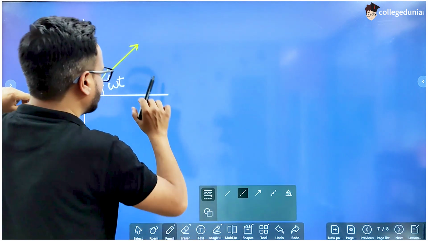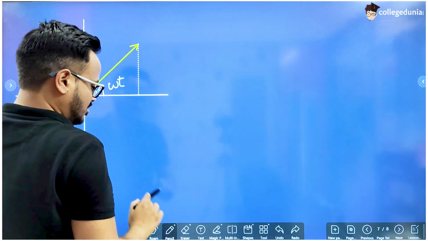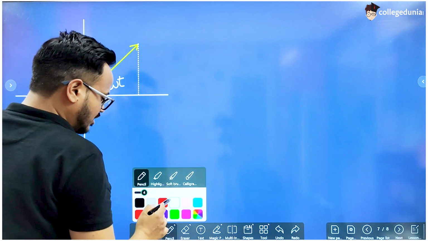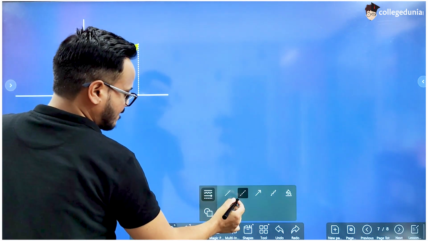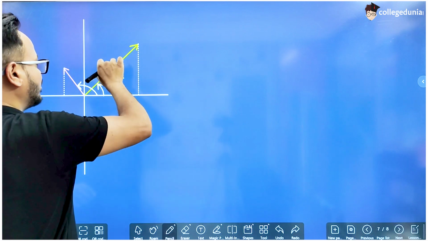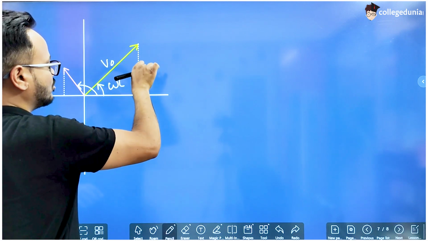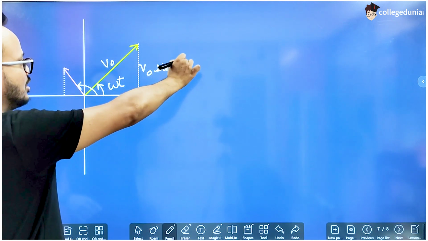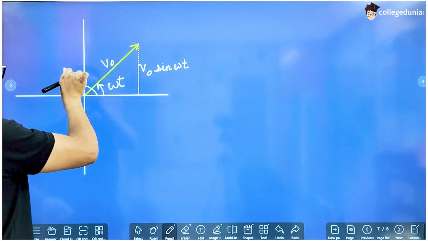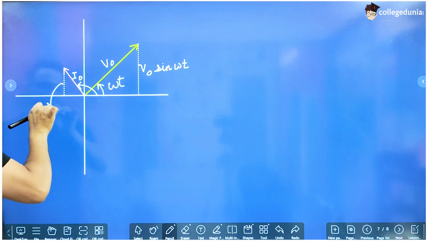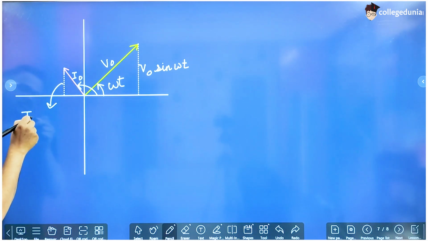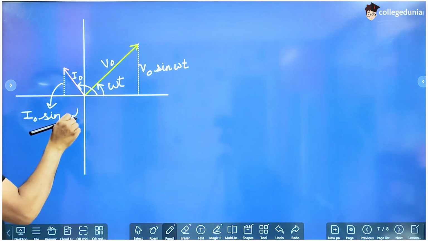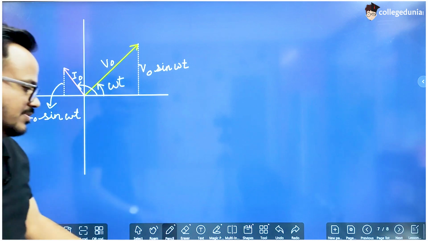Okay, now let's mark the other things. This is the instantaneous value of voltage, this is the instantaneous value of current. So this one is V naught, so this one is V naught sine omega t, this one is I naught, so this one is I naught sine omega t.